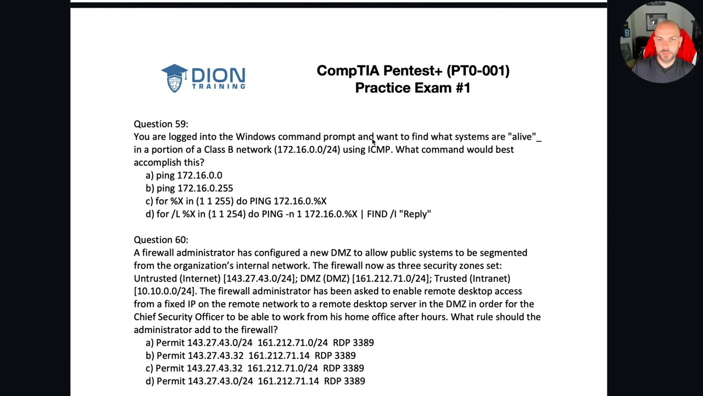You're logged into Windows, command prompt, and want to find what systems are alive in a portion of a Class B network using ICMP. What command would best accomplish this? That's going to do you no good. That's going to do you no good. And it looks like down here we have some scripting options. Now, what am I going to say is going to make me want to go with this?